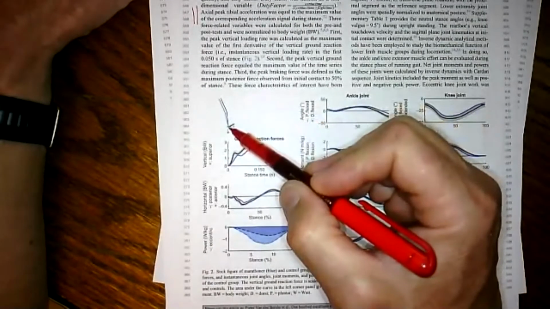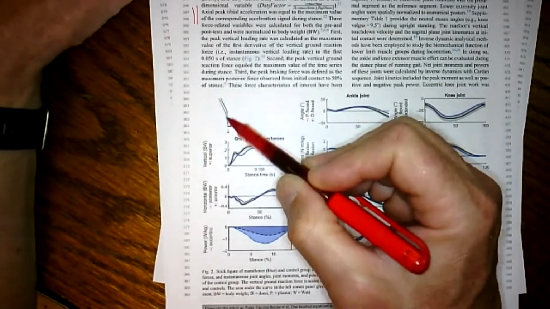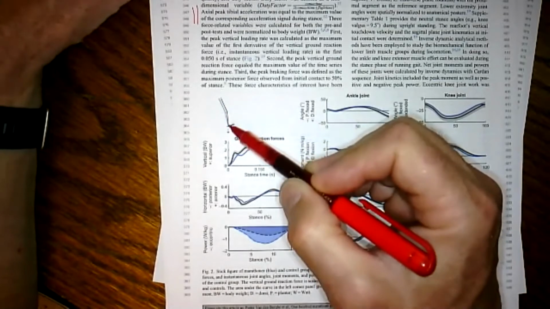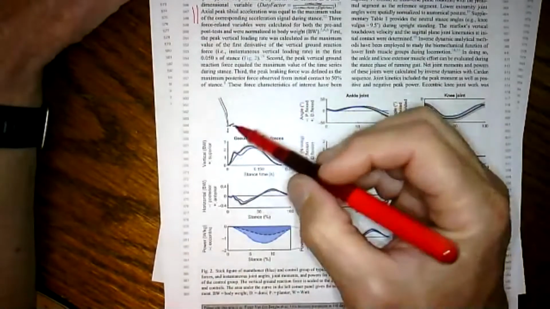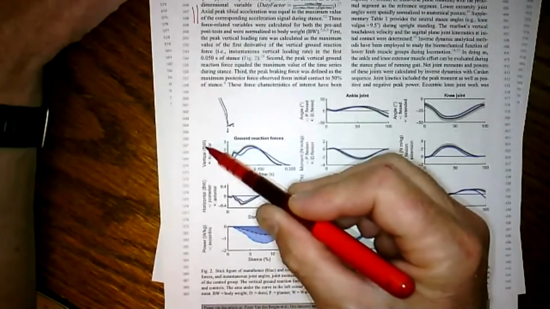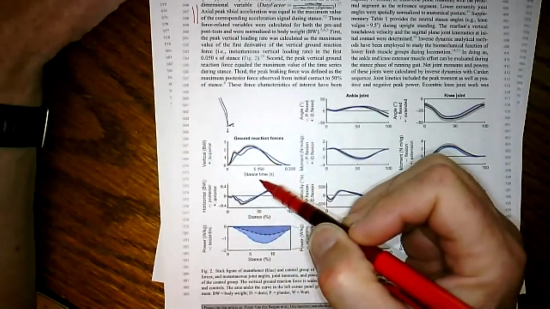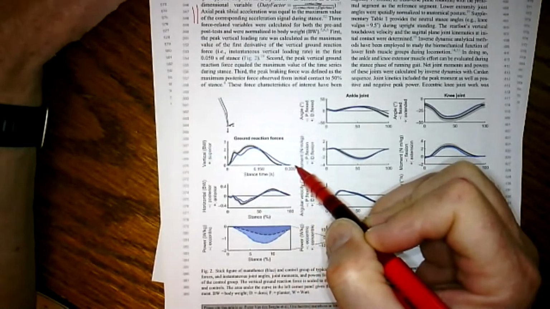So they've got the stick figure that represents what the lower extremity looks like at the moment of contact for both the blue, the marathon runner, and the control group. This is obviously on average. And ground reaction force in multiples of body weight, which is very typical to use, with time on the x-axis.